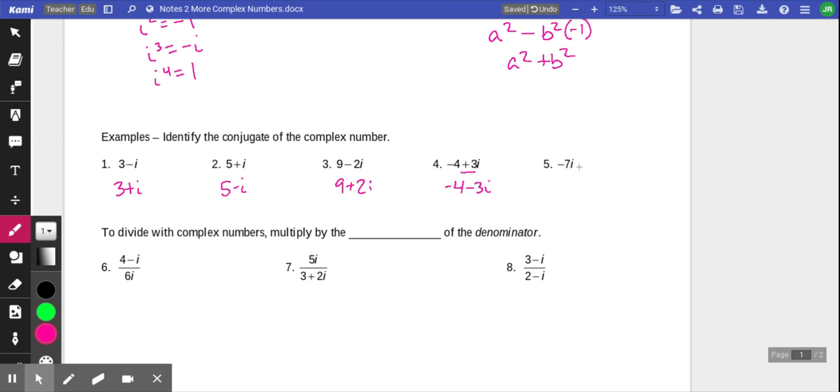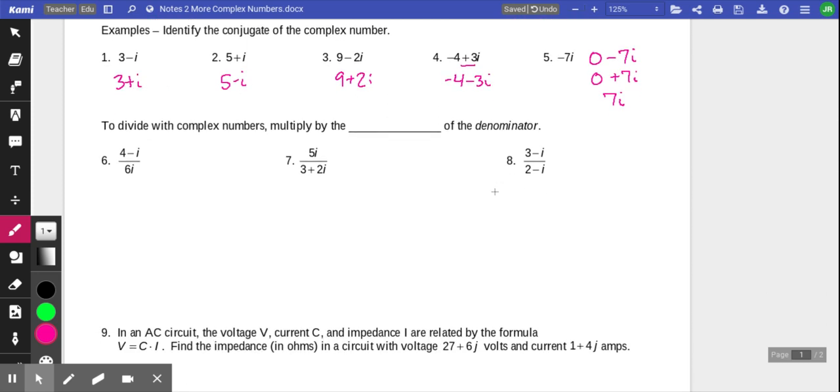And if we have negative 7i, well, that's not a complex number right now. That's just an imaginary number. If we were to write it as a complex number, we could write this as 0 minus 7i. So changing the sign in between would give us 0 plus 7i, but we don't need this 0. It's just positive 7i. So if you have a pure imaginary number, all you'll do is change the sign. If it's negative, it becomes positive, positive becomes negative. But if you have the complex number, which means that you have the real component and the imaginary part, you're changing the sign in between.